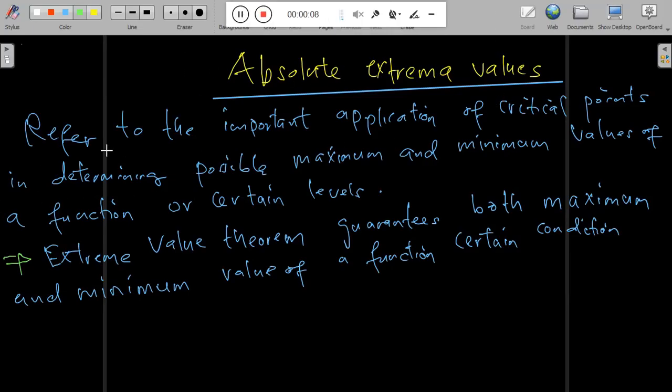I'm going to take you through the concept of absolute extremal values. In a simple way, this refers to the important application of critical points in determining the possible maximum and minimum values of a function at certain levels. Extreme value theorems guarantee both maximum and minimum values of a function under a certain condition.